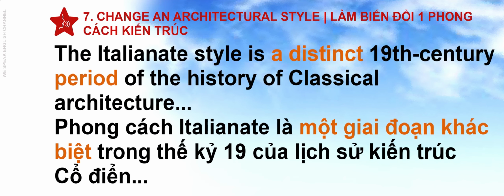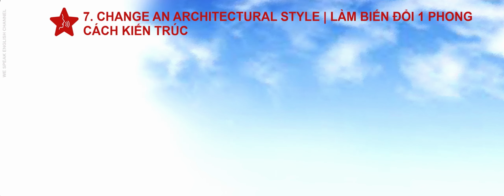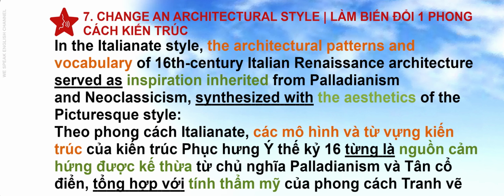The Italianate style is a distinct 19th century period of the history of classical architecture. In the Italianate style, the architectural patterns and vocabulary of 16th century Italian Renaissance architecture served as inspiration, inherited from Palladianism and Neoclassicism, synthesized with the aesthetics of the picturesque style.